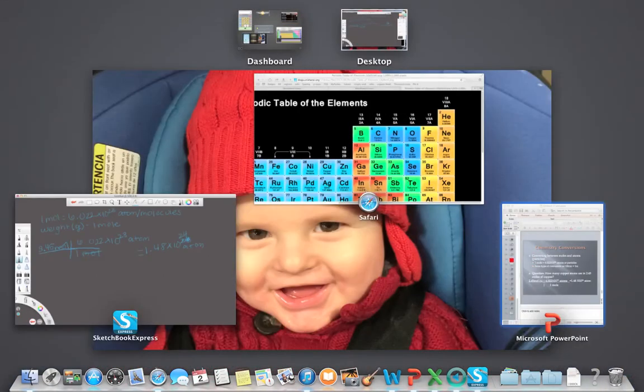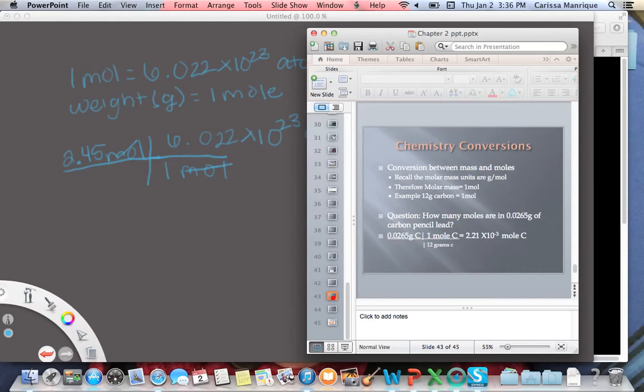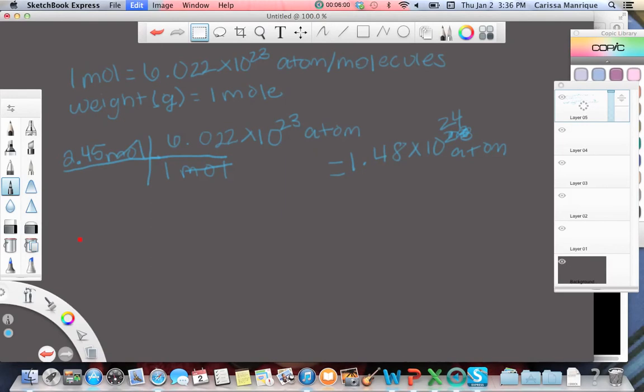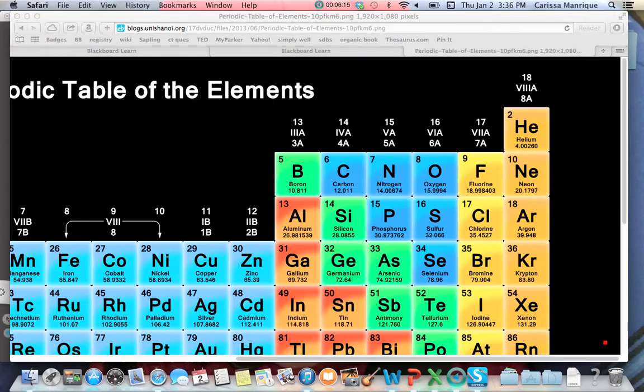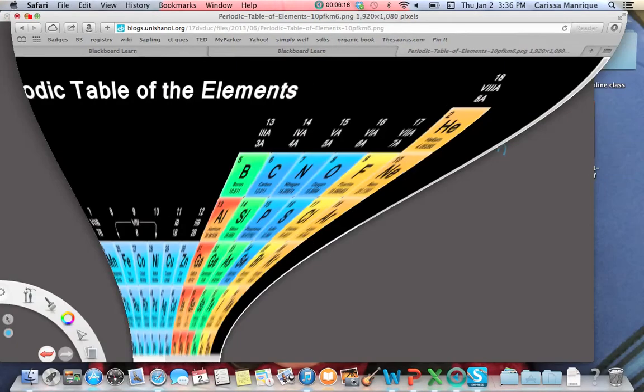Okay, let's look at another problem. How many moles are in 0.0265 grams of carbon pencil lead? Let me see if it'll let me copy and paste this. I've never tried this before. Hopefully it doesn't just explode my computer or want to think forever. Okay, it just didn't like it. That's fine. It keeps popping up.